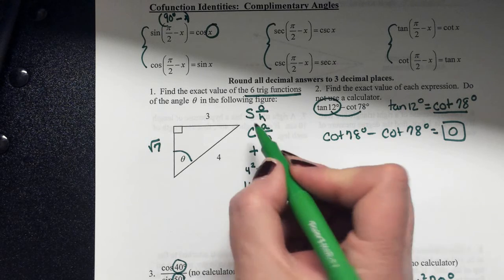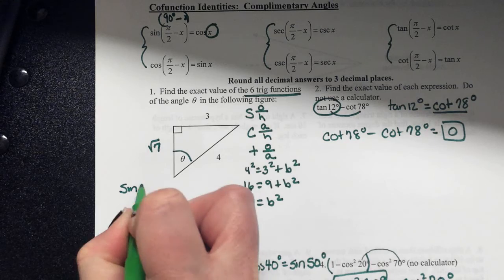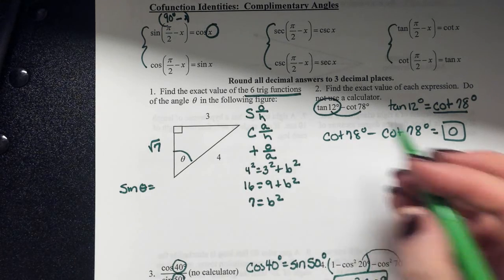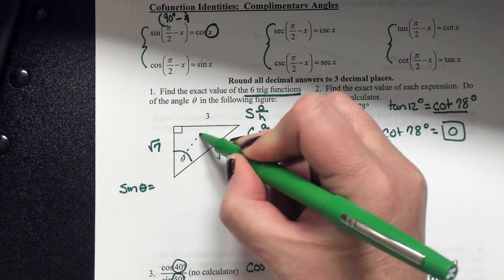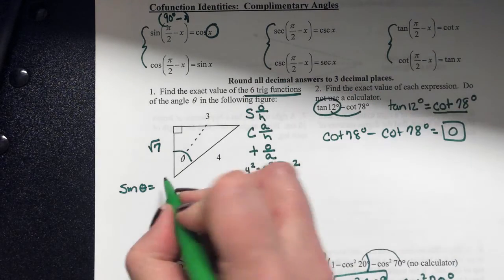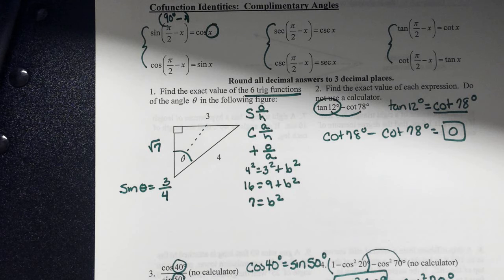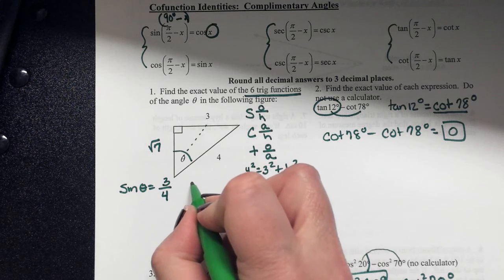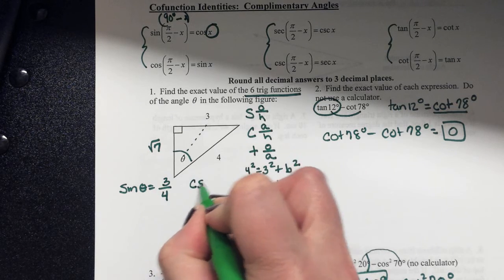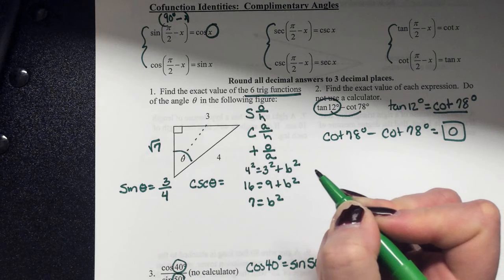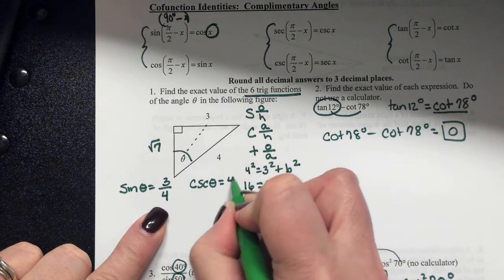So now we're ready to set up the sine. So the sine of theta, remember, is going to represent the opposite. So from theta, you want to set up the opposite side, which is 3, over the hypotenuse, which is 4. What's the reciprocal function of sine? Cosecant. So if I know sine, I can set up the cosecant by simply taking the reciprocal.